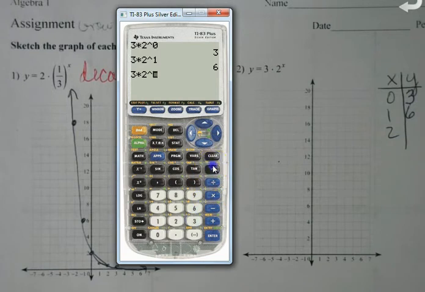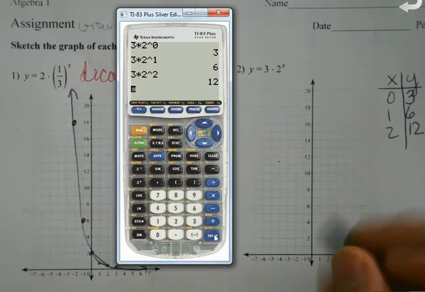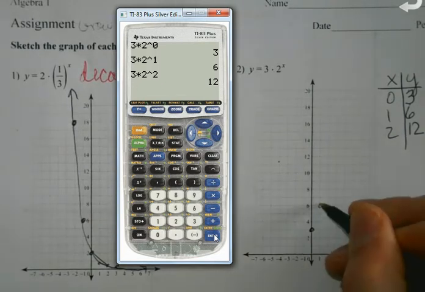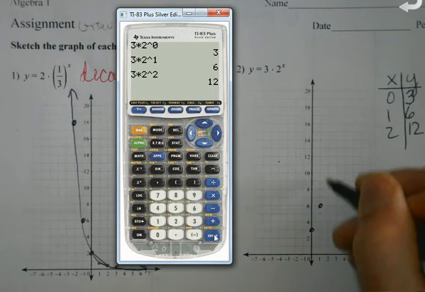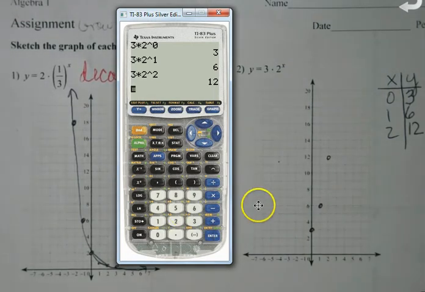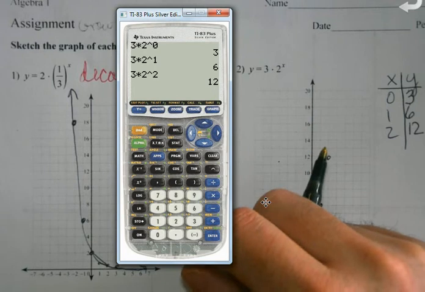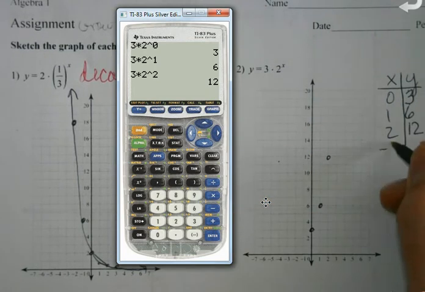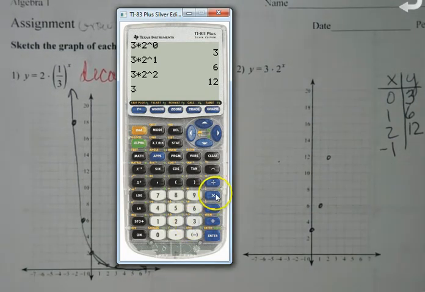I can go ahead, and even if it's just 3 numbers, that's usually going to be enough to give me an idea of where this graph is going to be heading. Now, do I want to look and see if a negative does something? Sure. If I wanted to take a look at one negative, I could.